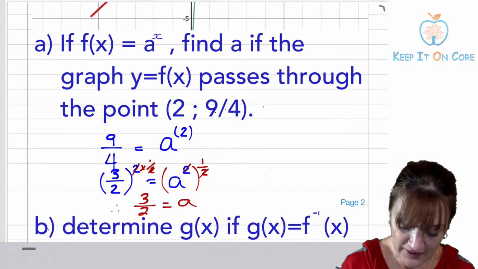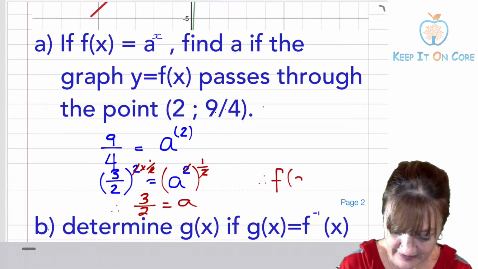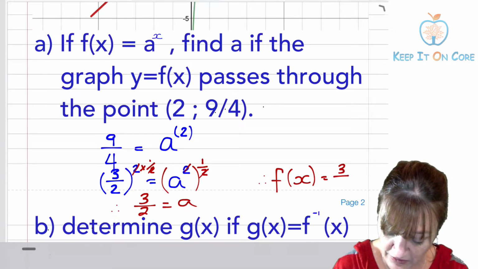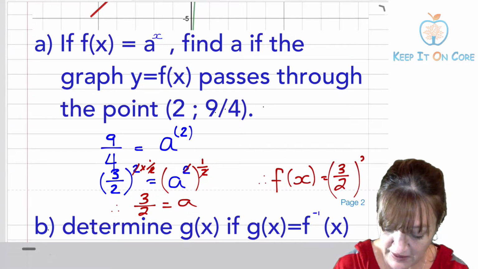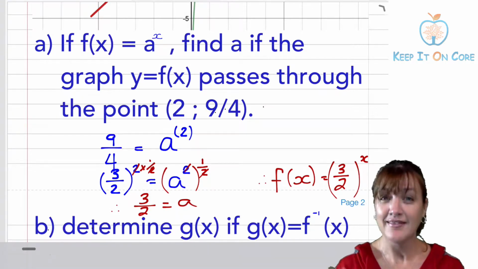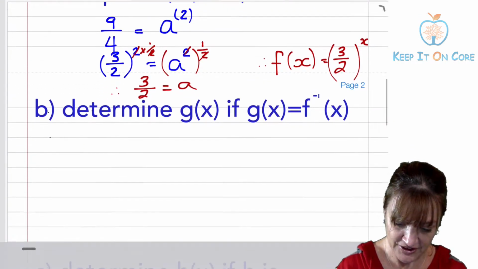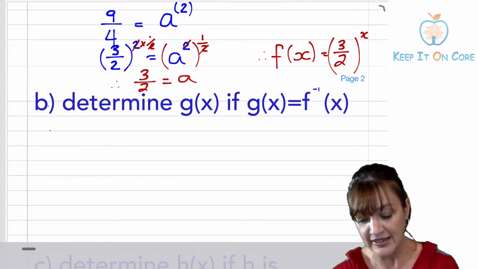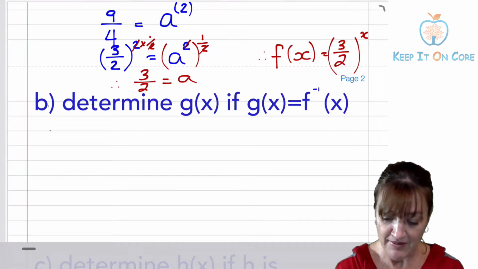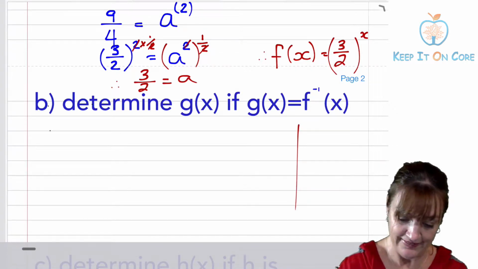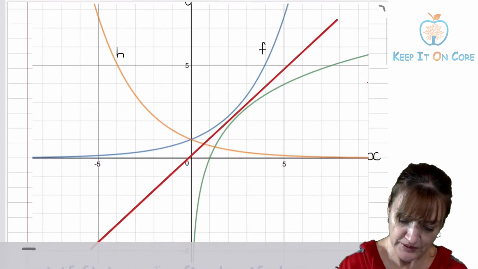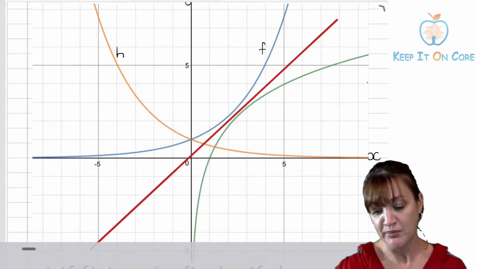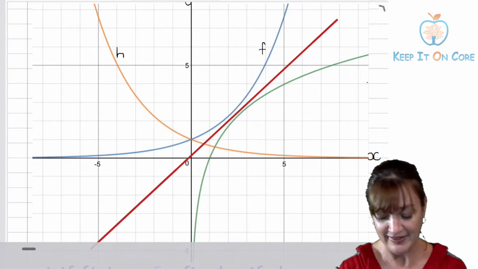All right, so what is our f of x function over here? f of x is going to be equal to, instead of just a, 3/2 to the power of x. Okay, so there we go. That's the f of x function equation. Now they're saying determine the equation of g of x if g is the reflection of f, that is, f to the negative 1 of x. So let's just quickly have a look at where g is. The green graph is your g graph, and it's the reflection about that bright red line over there, which is your y equals x line.